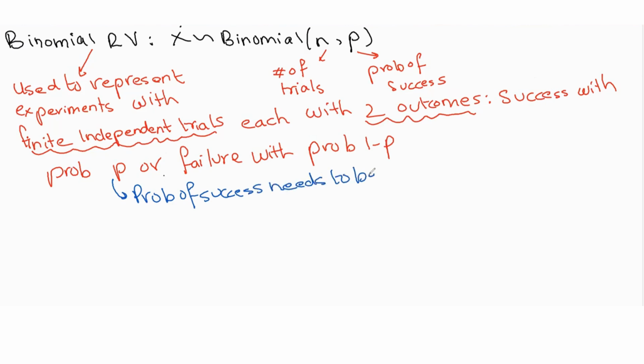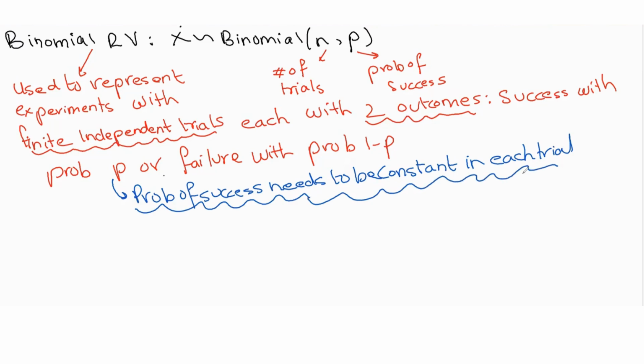So these are the three important conditions that an experiment needs to satisfy to be represented by a binomial. We need a finite number of independent trials, each trial should have two outcomes, and the probability of success in each trial has to be constant, and that probability of success is denoted by p. So when we use a random variable to represent such an experiment, we define this binomial random variable to be the number of successes in the n independent trials.